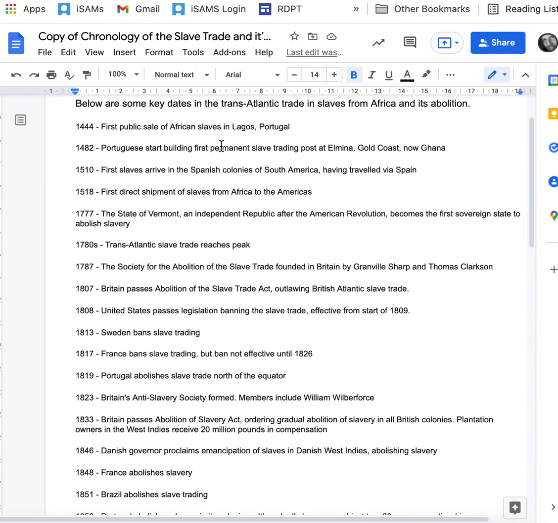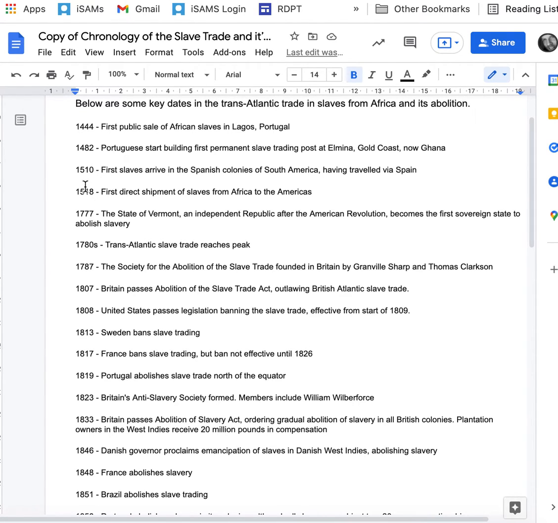1482, the Portuguese start building a permanent slave trading post on the Gold Coast of Ghana. And then we see our story where we joined it in 1510, slaves being taken to the Spanish colonies in South America. At that point our story really started with the explosion in the demand for key crops like sugar, and the need then to have people to work on the plantations. Our timeline kind of goes cold until the year 1777.